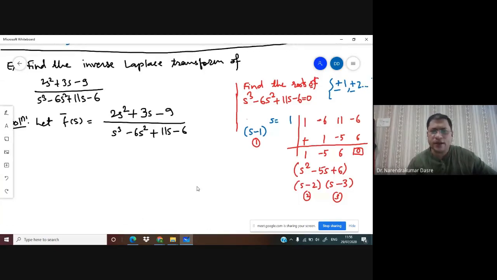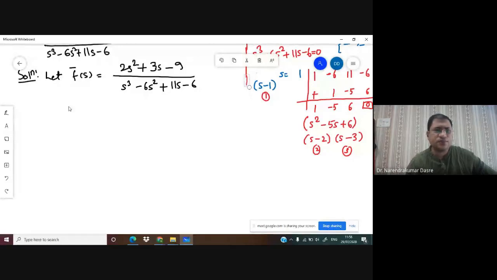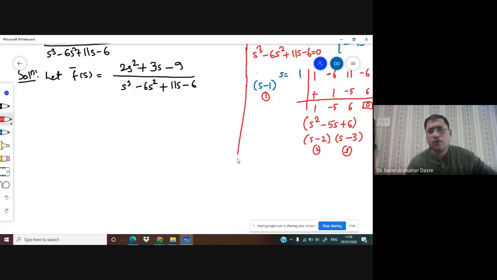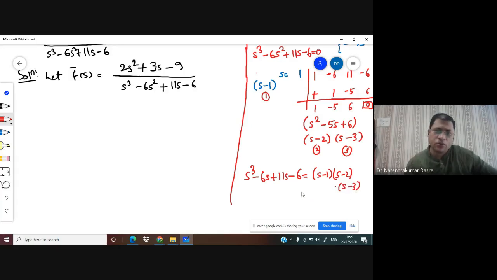So I'll get the factorization as s cube minus 6s square plus 11s minus 6 is equal to s minus 1 was the first factor, then s minus 2 is the second factor, s minus 3 is the third factor. Or by your calculator you might have got the values 3, 2 and 1. So when you get 3, 2 and 1, that means s is equal to 3, 2 and 1.